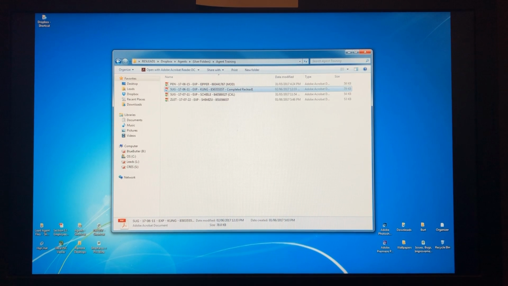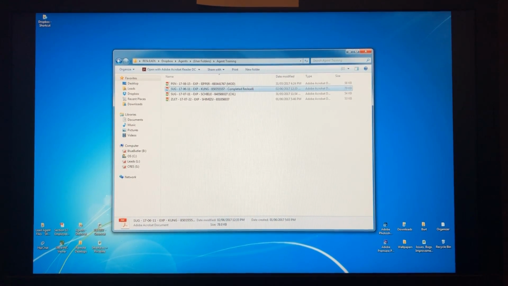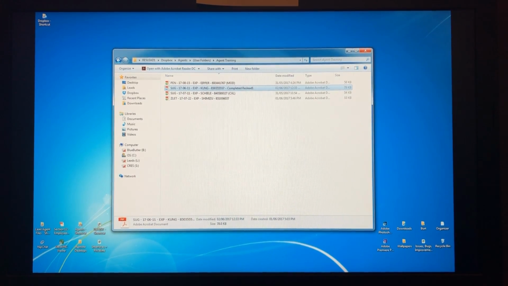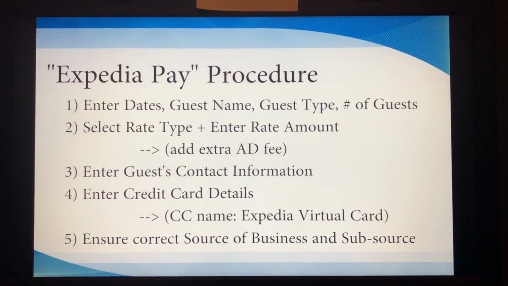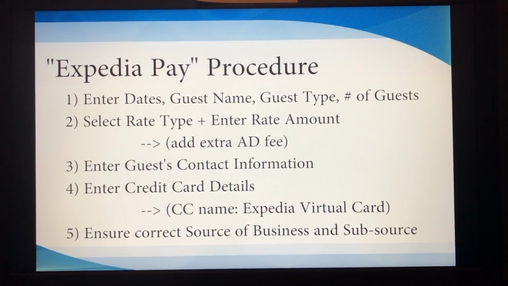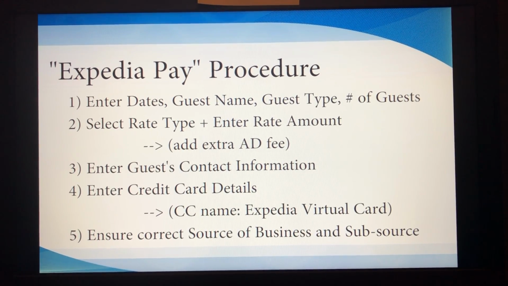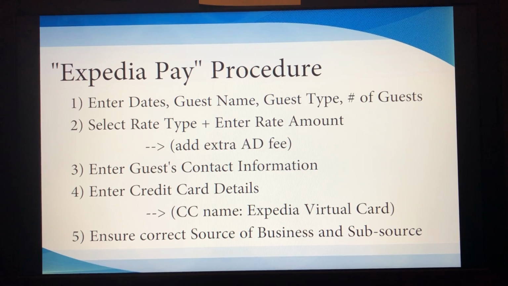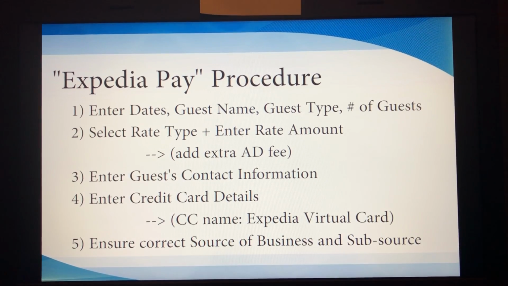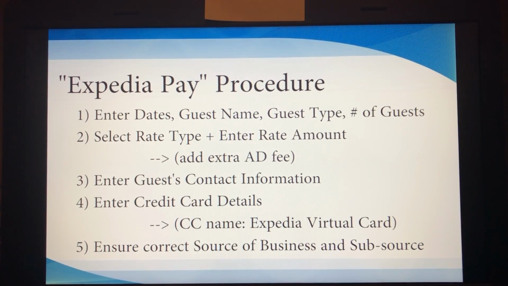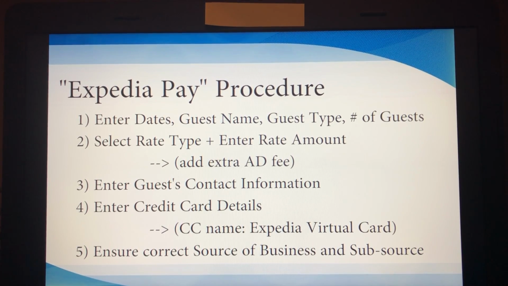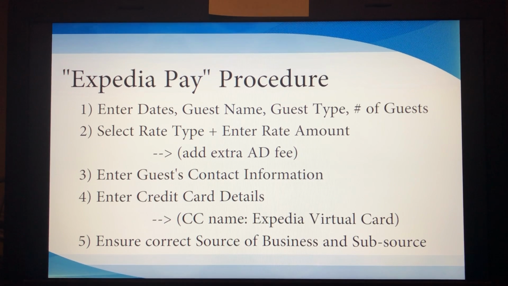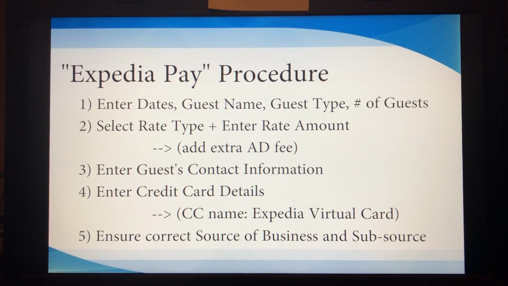Great job! You now know how to complete an Expedia Pay reservation. Let's quickly review the steps before moving on to the Hotel Pay reservation. So to enter an Expedia Pay reservation, you will need to enter the dates, guest name, guest type, and the number of guests. Select the rate type and enter the correct rate amount. Enter the guest's contact information. Enter the credit card details with the card name as Expedia Virtual Card.